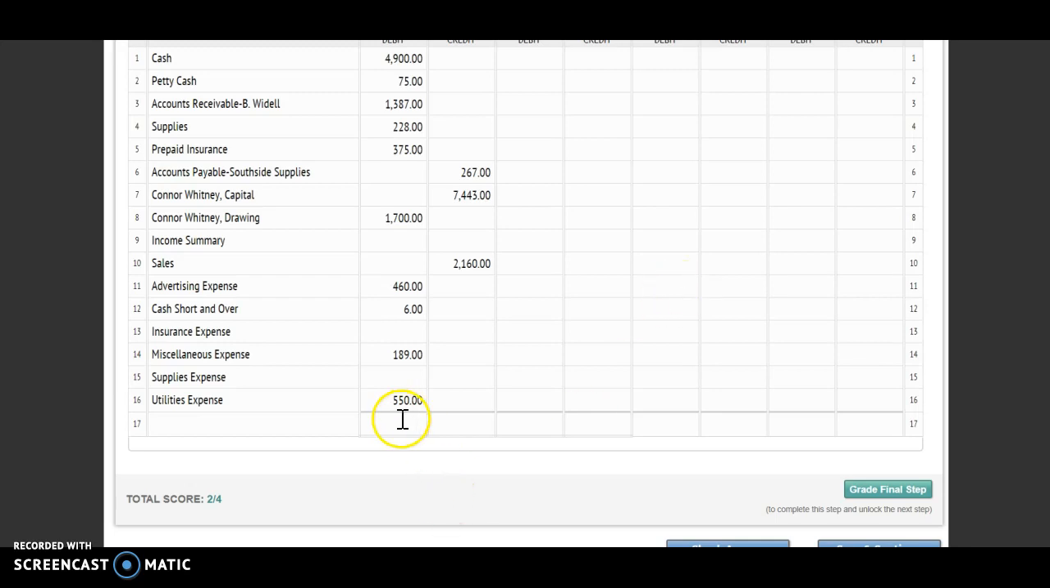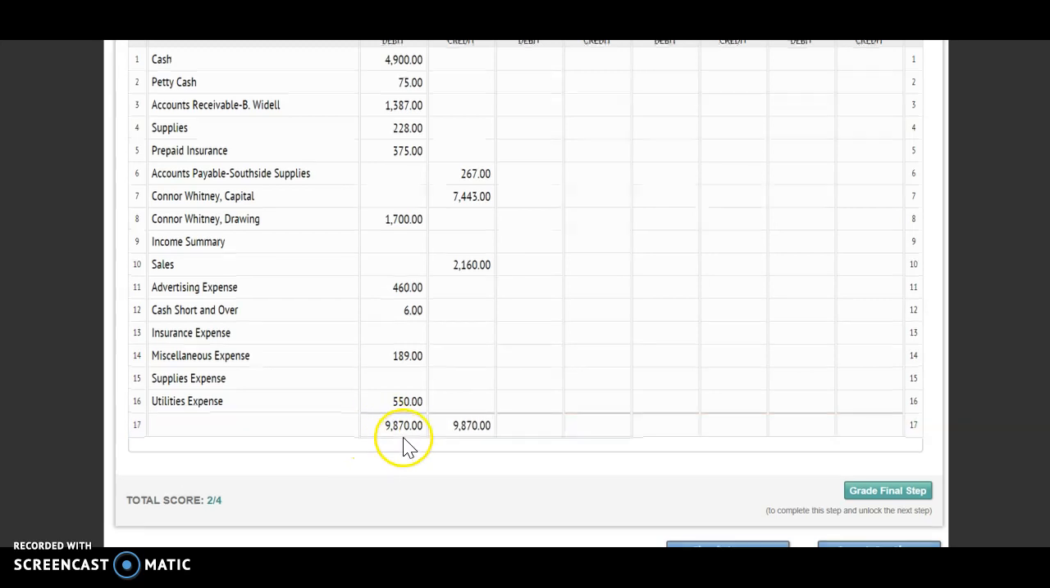Okay, so for my debit balance, I got $9,870. I do need to then add up my credit balance as well. I only have 3 numbers there. And for my credit balance, I get the same, $9,870. My debit and credit should equal.